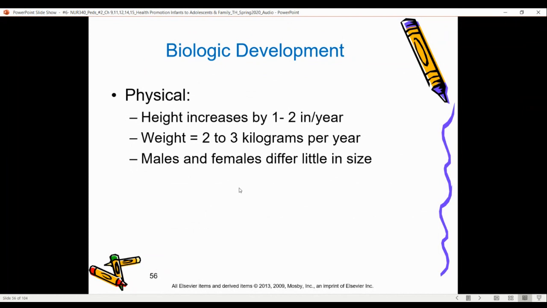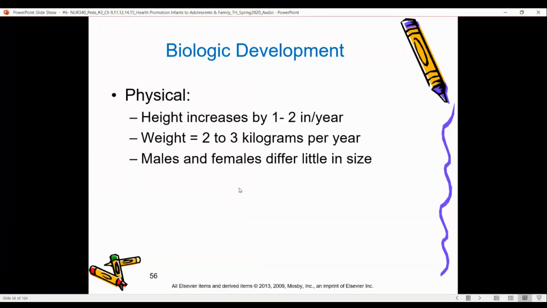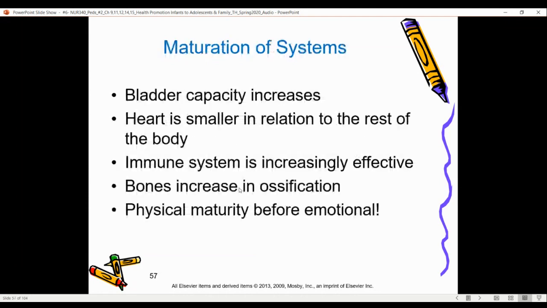Males and females, sorry guys, do differ a little bit in size at this age until prepubescence, and then the girls will hit puberty first, so they'll gain height first, and that's usually around 10 years of age that we'll start to see girls start to differ. But between that 6 to 10-year-old period, boys and girls are about the same height. They're usually about the same weight. They don't differ a lot at this age. Bladder capacity increases.